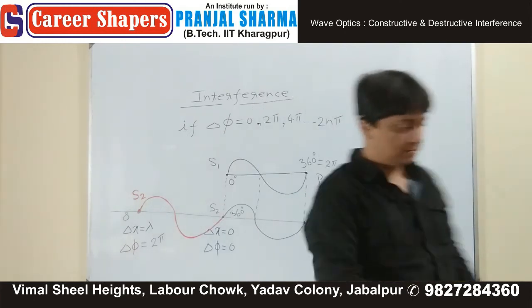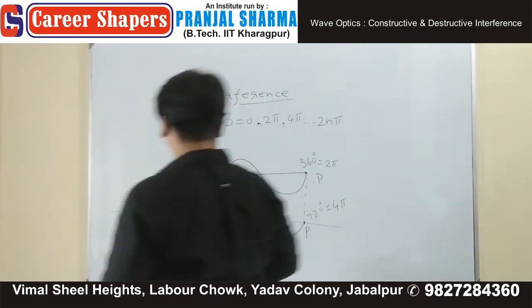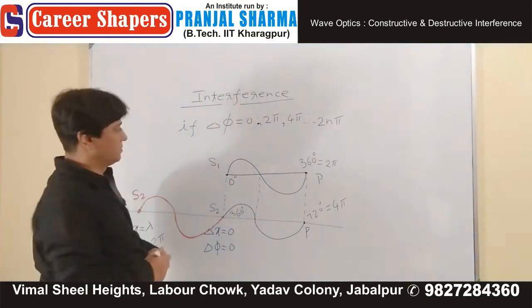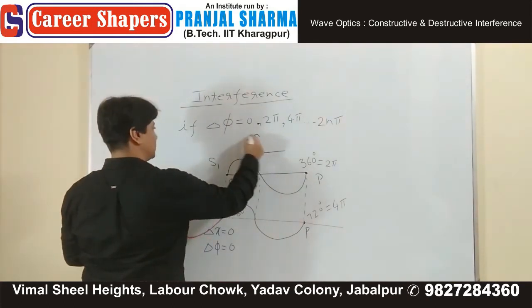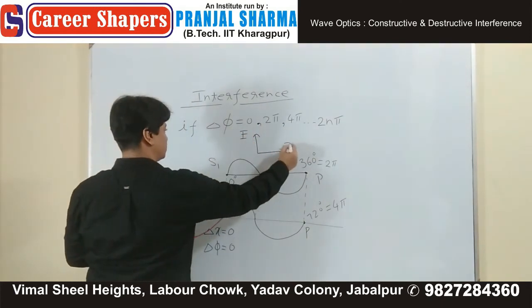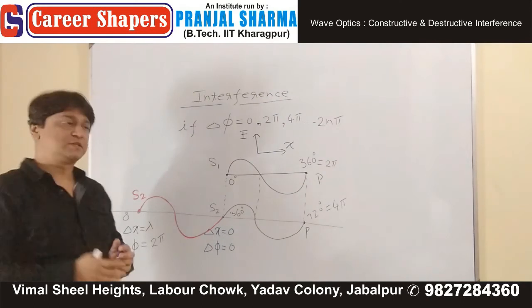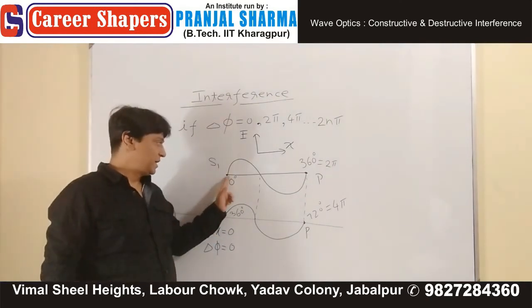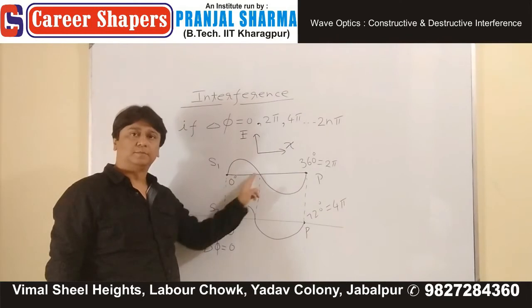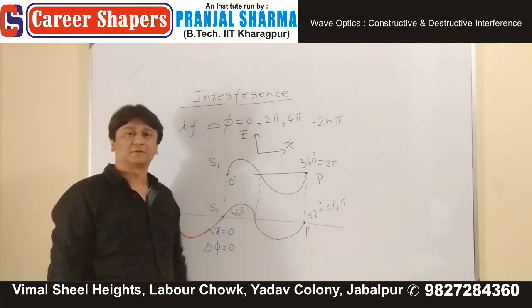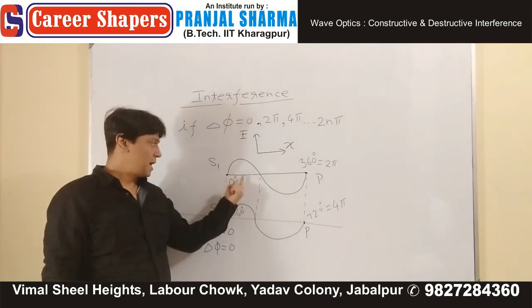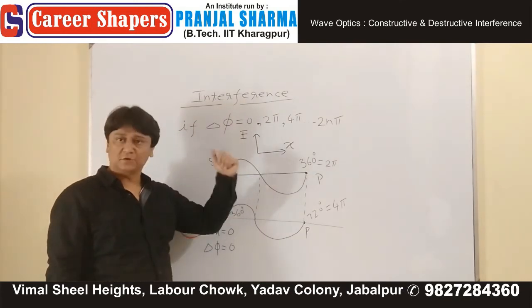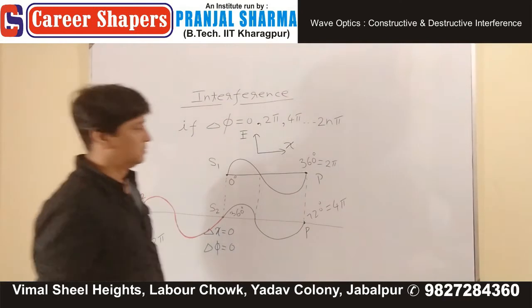This next graph will help you a lot. I hope you remember from the last class, these are E versus X graphs. You can see different positions and therefore E versus X. At a given time, the electric field at S1 is 0. At a distance of lambda by 4, it is maximum. At a distance of lambda by 2, it is 0, and so on.